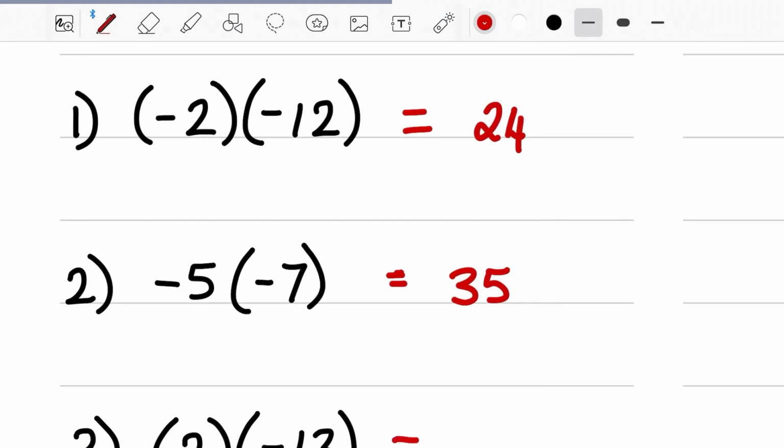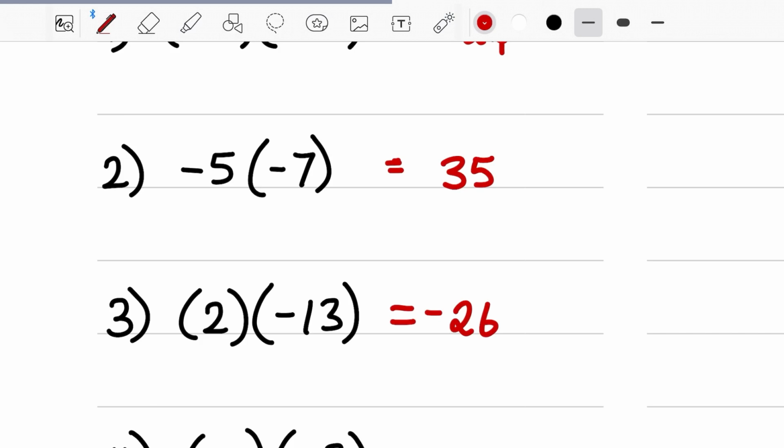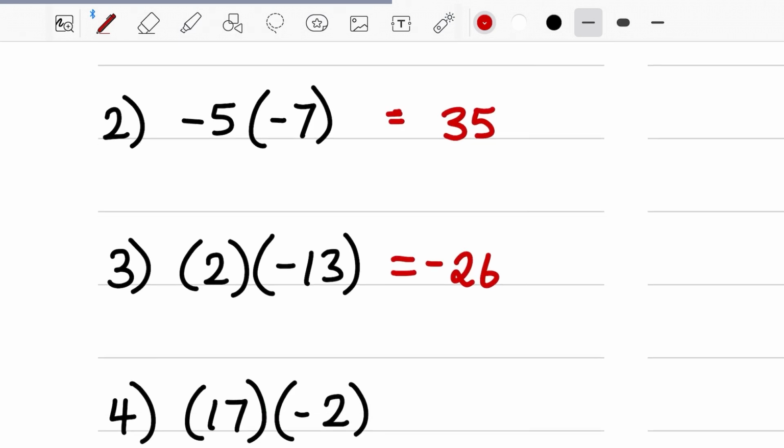For number 3, we have 2 times minus 13. So 2 times 13 is 26. However, 2 is positive and 13 is negative, so the signs are different, which means that your answer is going to be negative. So for number 3, your answer is negative 26.